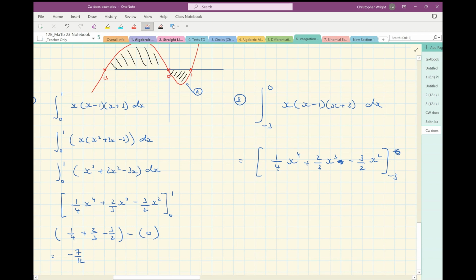Okay, right. So first of all, evaluate the function when x is 0, the higher of those values. So that's just 0. Subtract the value of the function when x is minus 3. So when x is minus 3, I'm going to get a quarter of 3 to the power 4. It doesn't matter about the sign in that case. Plus 2/3. x to the minus 3 cubed is minus 27.